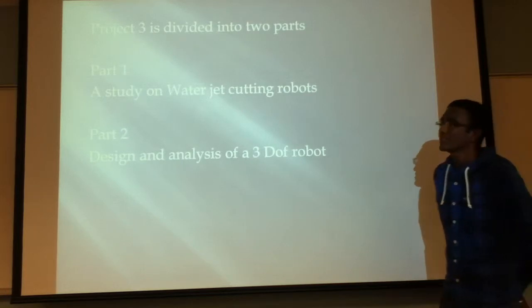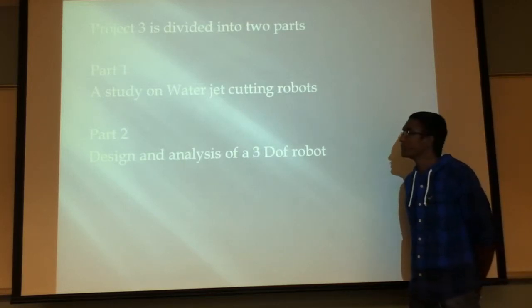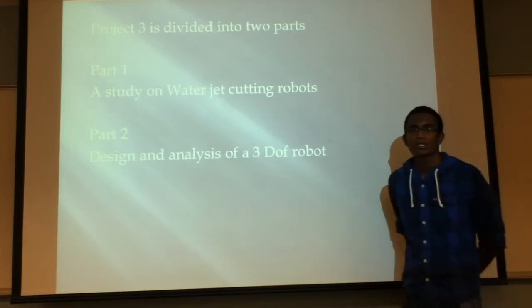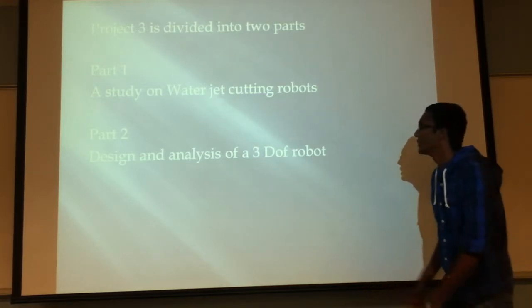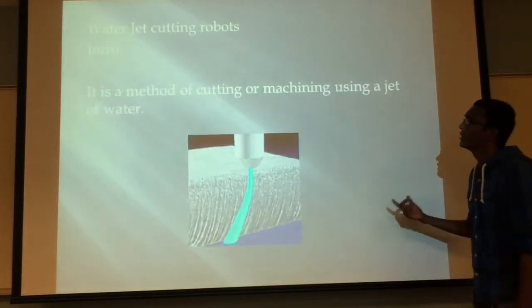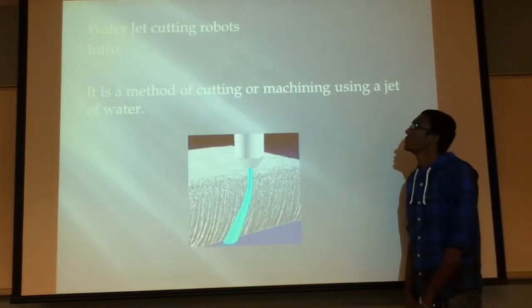Project 3 is basically divided into two parts. The first part is a study of water jet cutting robots, and the second one is design and analysis of a 3 degree of freedom robot. For the first part, that is water jet cutting robots.